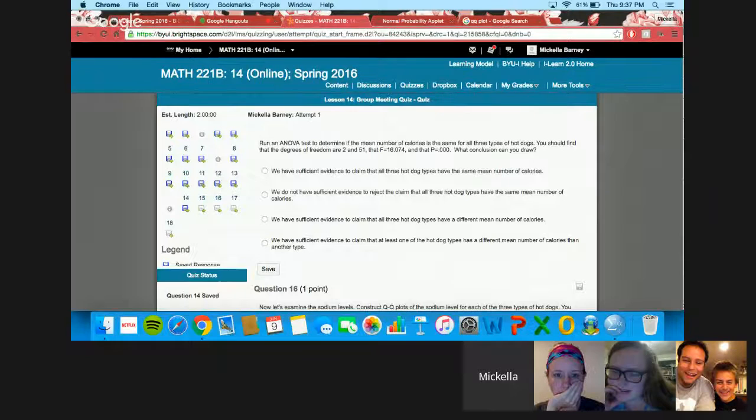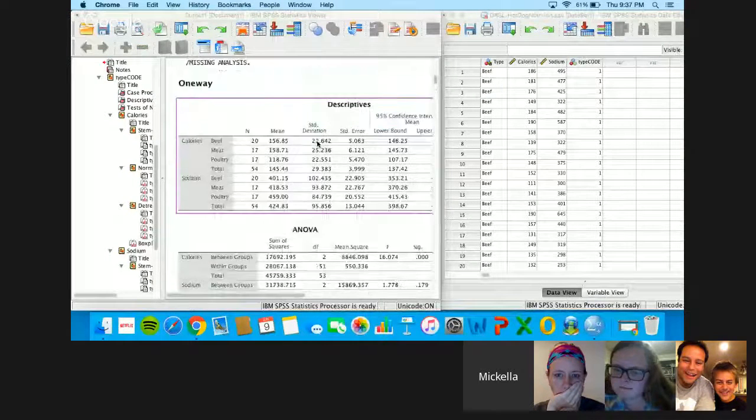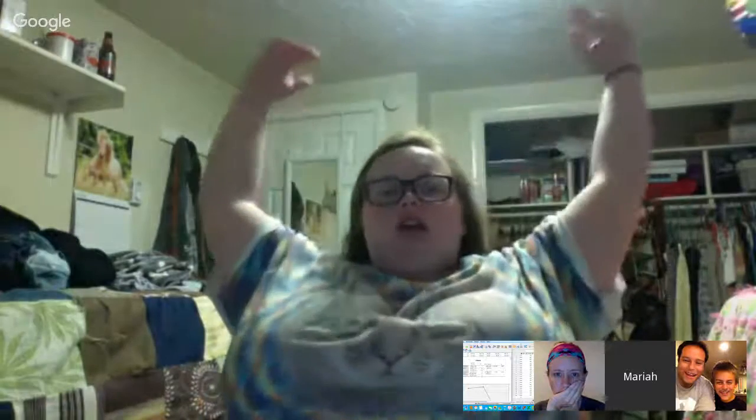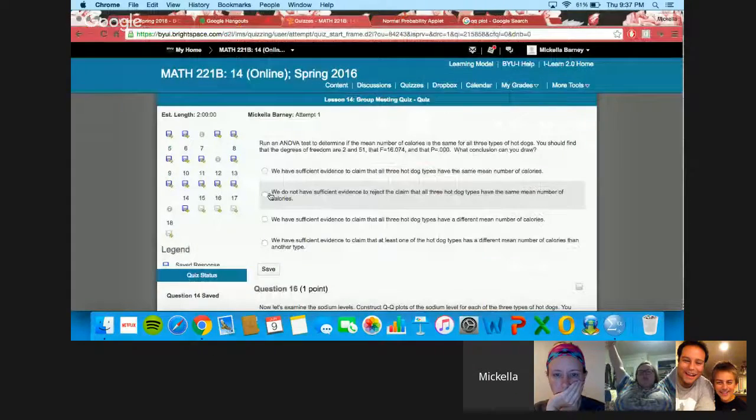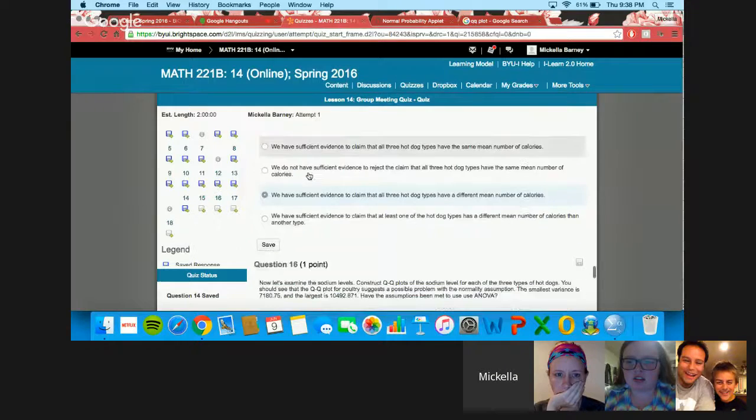I can pull up the ANOVA test. I think it's going to be the third, that they have different means, because if you look at the degrees of freedom, they're so far apart. I think it's going to be the third choice, but I don't know. We'll see. Hey, almost there.